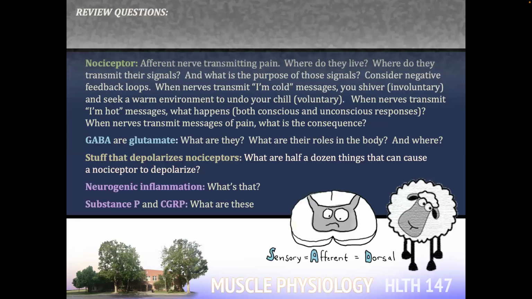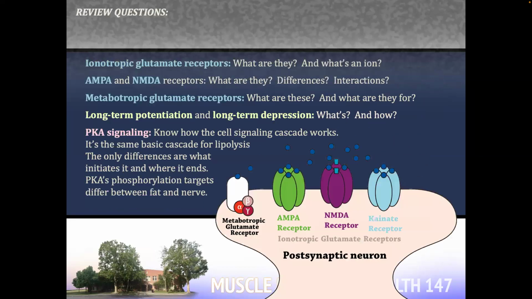So that's it. But our review questions are abundant for this one. So there we have 4 slides of review questions. Know about nociceptors. Know the difference between GABA and glutamate. And know some things that depolarize the nociceptors. Know what neurogenic inflammation is. And within that, what substance P and CGRP are, what are those things?